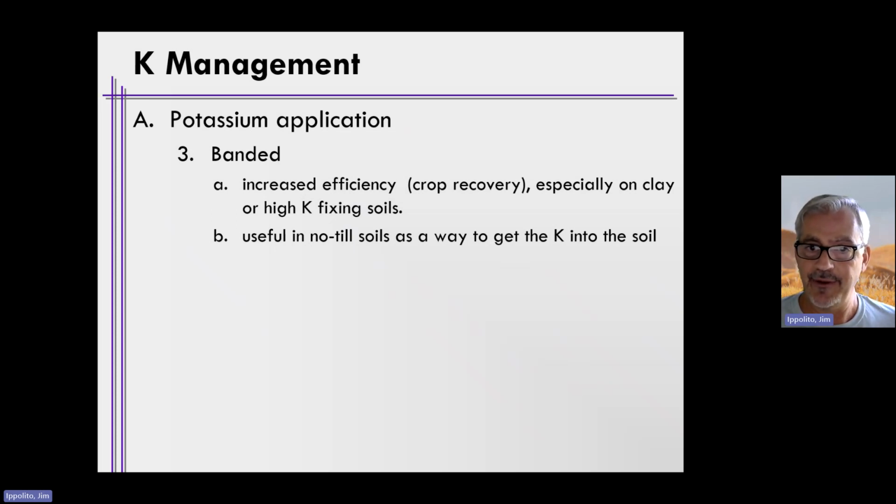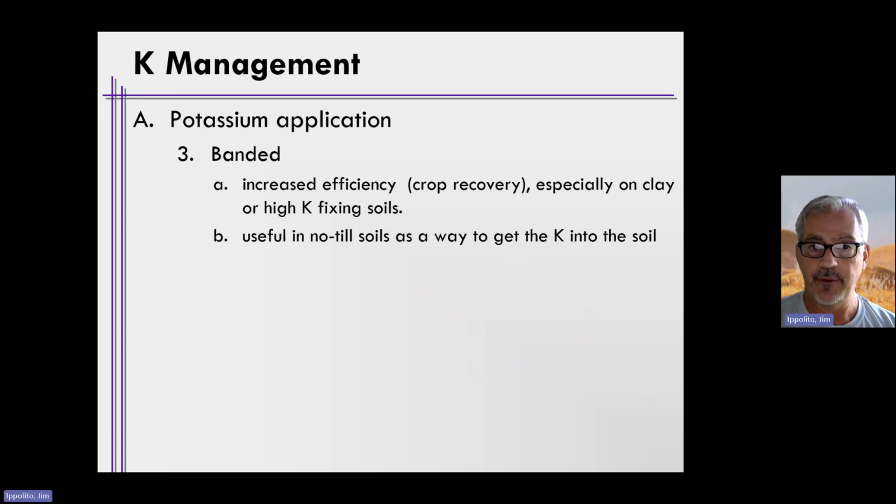If you're going to band apply, when you band apply potassium fertilizers, that increases the efficiency or crop recovery. And this is especially true for clay or high potassium fixing soils, right? So I mentioned this previously in this video, that when you have a soil that can fix quite a bit of potassium, the last thing you want to do is broadcast and have that potassium see all the soil, because potassium will be fixed in the interlayer of these clays. So we band apply to reduce that interaction with soils and let plants, quote, see more of the potassium.